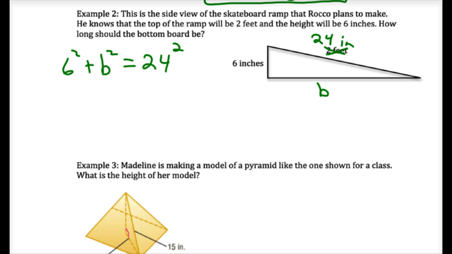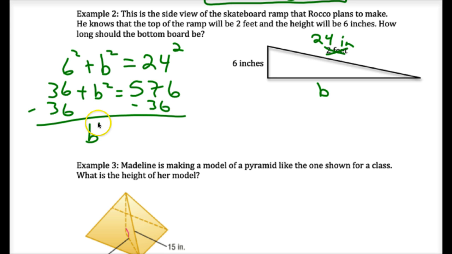Okay? 36 plus b squared equals 24 squared. There's that 24 squared again. Is it 576? Yes. Subtract 36 from both sides. B squared will equal 540-ish. Take the square root of both sides. Round it to the nearest tenth.